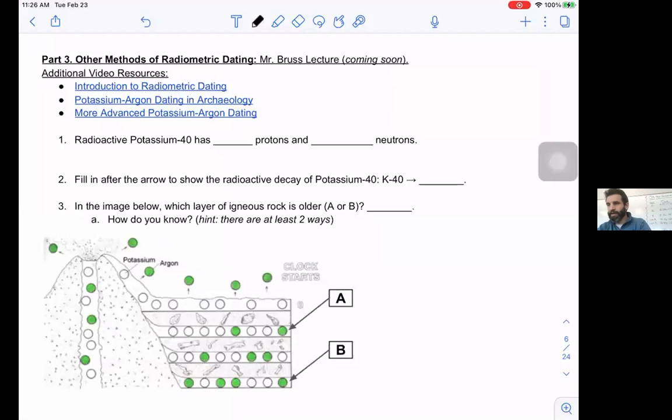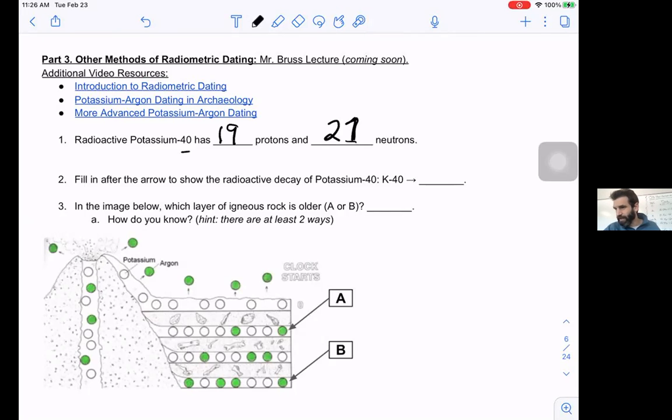Okay. So radioactive potassium has 19 protons. That's what makes it potassium. If it had 18 protons or 20 protons, it would be a different element. Unfortunately, I can't remember them off the top of my head right now, but I'm sure Mr. Strauss or another Mr. Nelson, our chemistry teachers, could tell you right off the bat. But potassium has 19 protons. And to be potassium 40, that must mean it has 21 neutrons.